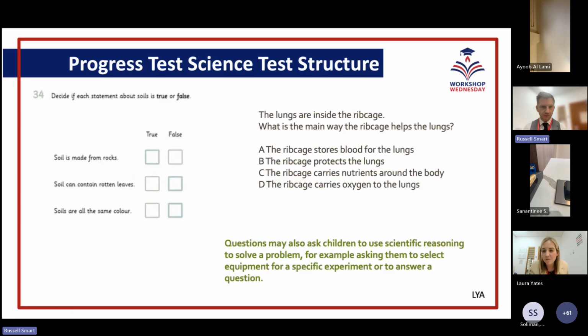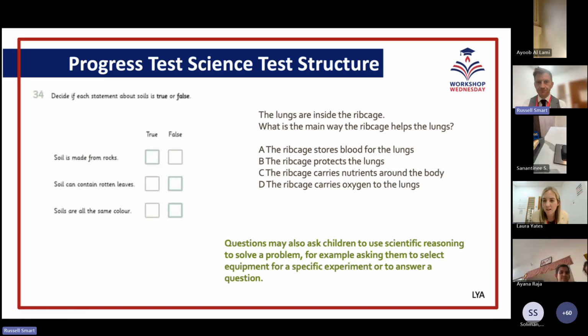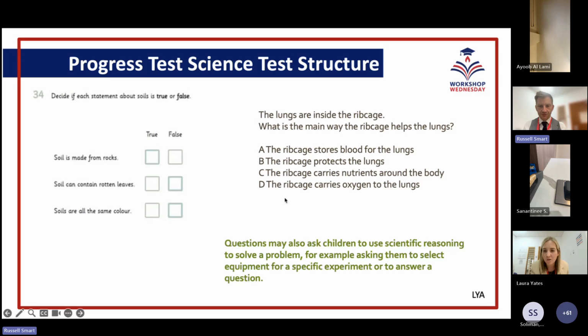So we're going to have a little look at some example questions from the science test. You can see here on the left, I'm not going to read them to you, but you can have a little look there at the true or false question that they might be given. And the question on the right, again, they're given a biology-based question with multiple choice answers. Or as I said, they might be given questions linked to scientific reasoning, where they've got to explain and apply their scientific knowledge, or inquiry-based skills as well.